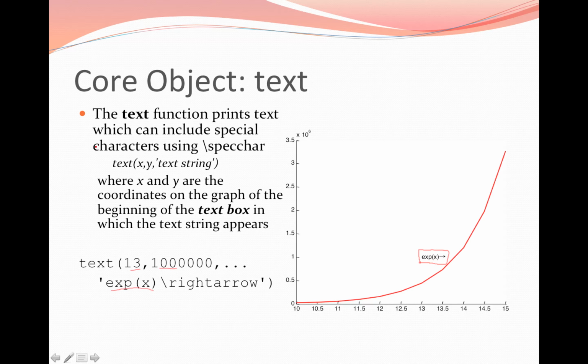There are other slash characters that you can see if you go into the help: slash left arrow, slash up arrow, slash down arrow. There are Greek characters, slash pi, for example. There are lots of different special characters that you can include in the text string.